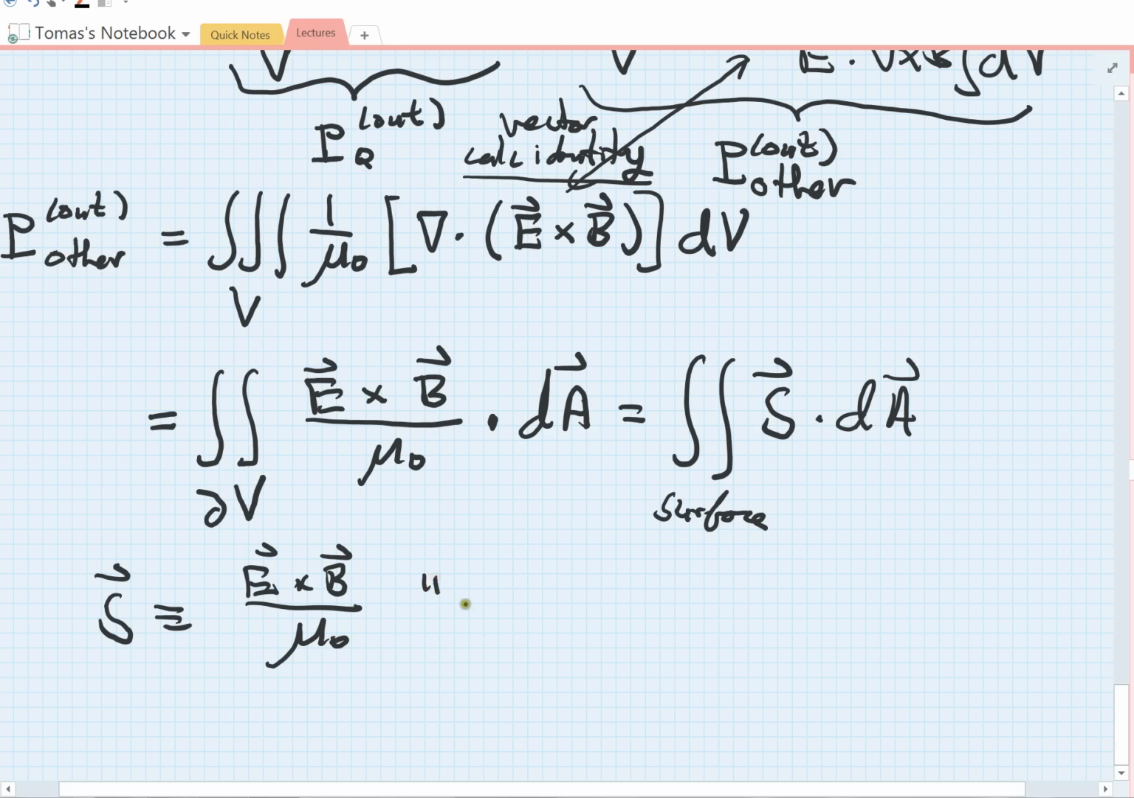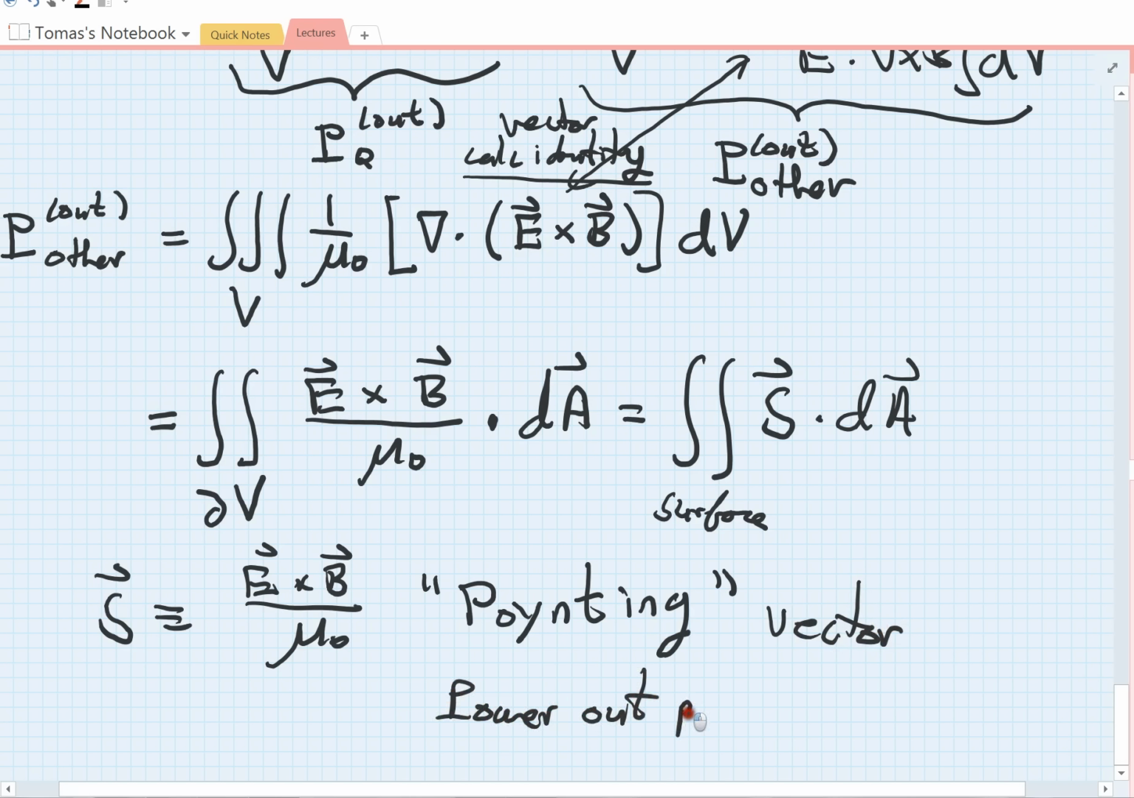This thing has a funny name. It's called the Poynting vector, spelled with a Y. It points in the direction of the flow of energy. I used to think it was P-O-I-N-T because it pointed, but actually Poynting is someone's name. So this is the Poynting vector, and it gives the power per unit area. Power out per area.